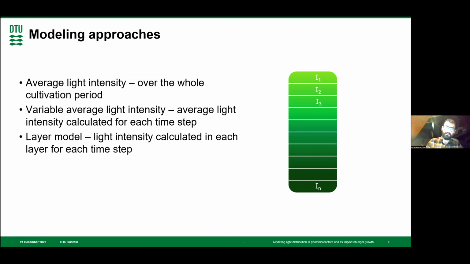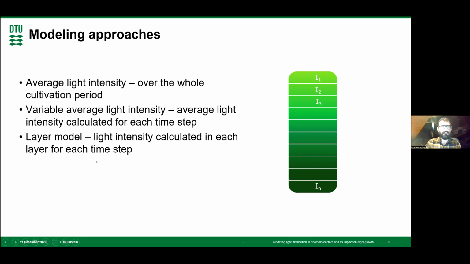Researchers, especially in the past, just assumed that there is an average light intensity through the whole period, regardless of the biomass concentration that you have. And they just try to fit all the biokinetic parameters to predict the data counting just with this average light intensity. Some other groups have accepted that you have some variability in your attenuation coefficient, which depends on the biomass density. So they recalculate the average light intensity every time that they simulate a new biomass concentration in the photobioreactor. So they have some sort of dynamic average light intensity.